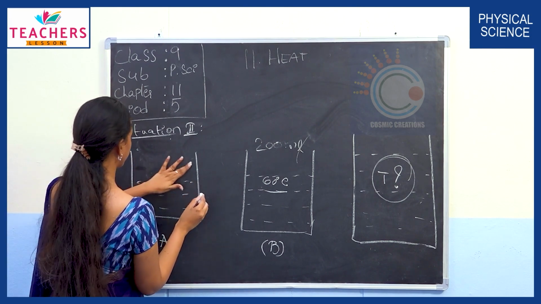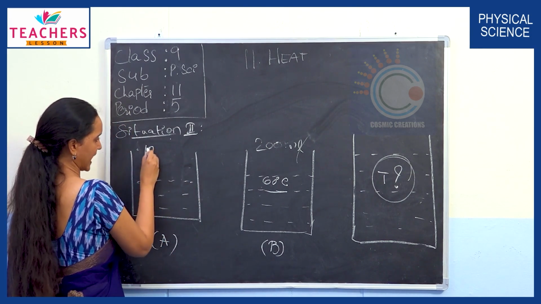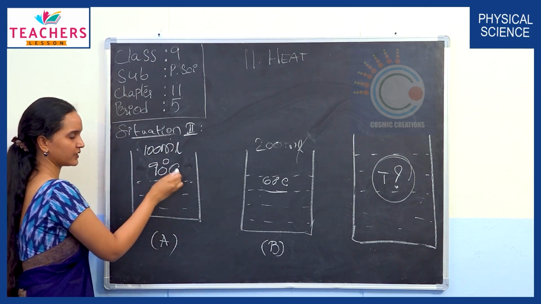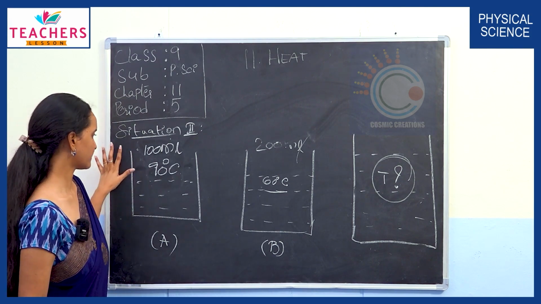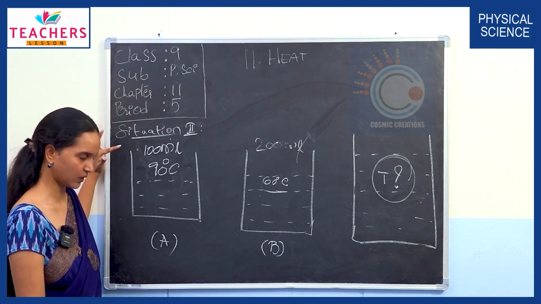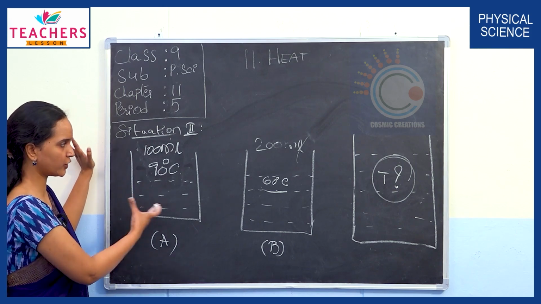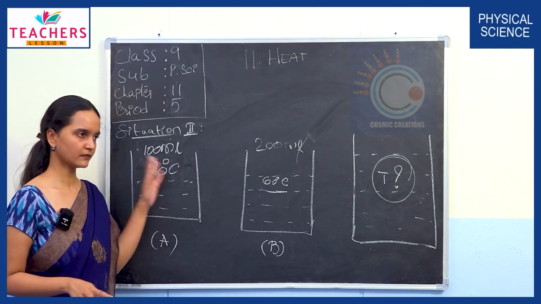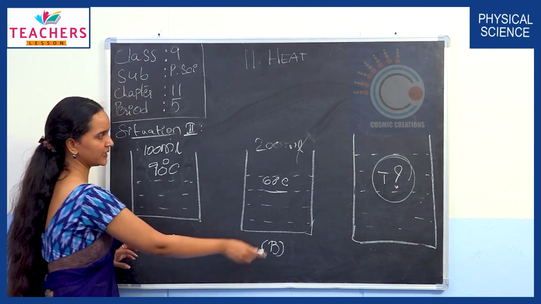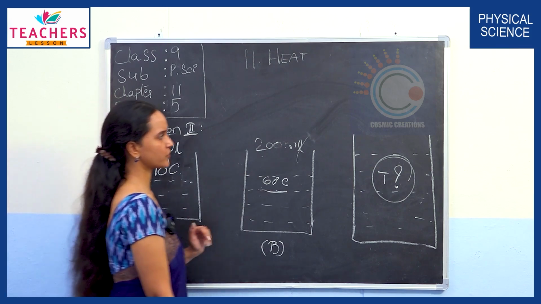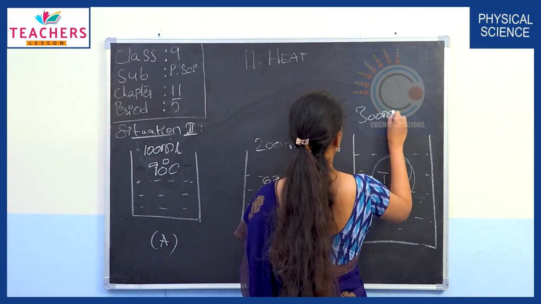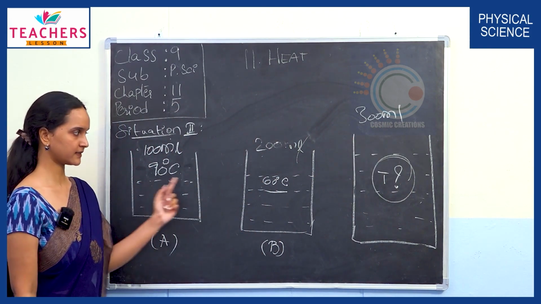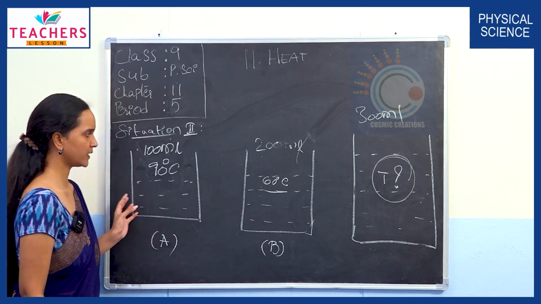Now in beaker A, I have 100 ml of water heated to 90 degrees Celsius. The quantity of water is different now. In beaker A, I have taken 100 ml of water, and in beaker B, I have taken 200 ml. So the mixture would of course be 300 ml of water. In the first case, the temperature is 90 degrees Celsius, and in the second beaker it is 60 degrees Celsius. We mix them.